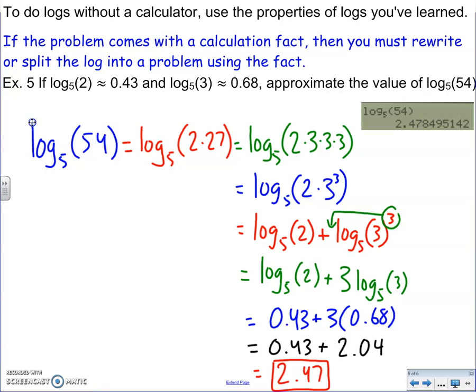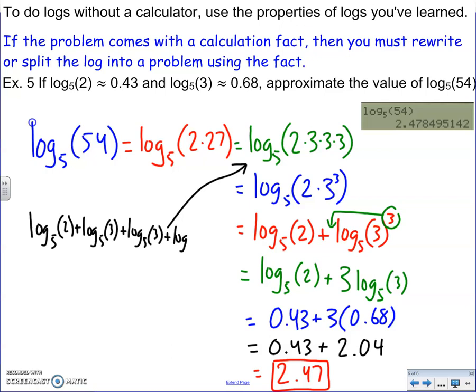Another option that I didn't do is, the moment I got to this step right here, I could have just broken it down into 4 different logs. I should have said log base 5 of 2 plus log base 5 of 3 plus another log base 5 of 3 plus another log base 5 of 3. Because I could split that as 4 different things being added together, or use the exponent rule to shorten my work. If you chose this option, that would have been 0.43 plus 0.68 plus another 0.68 plus another 0.68, which will still give you 2.47. So multiple options, your choice.